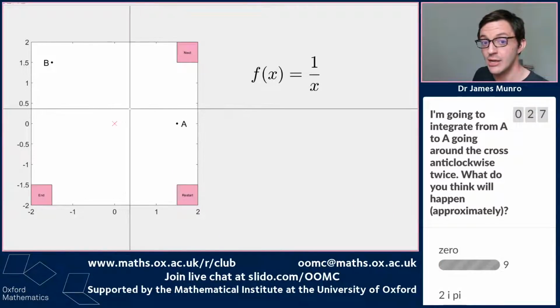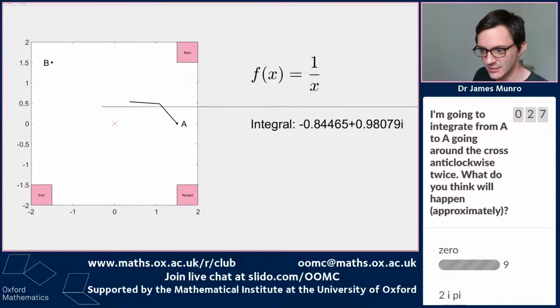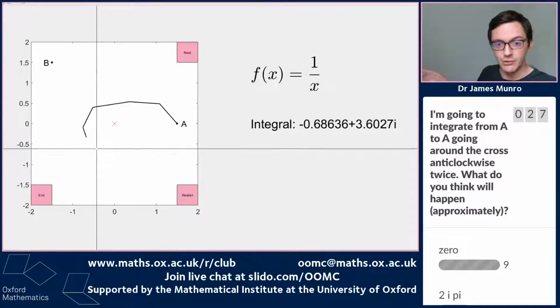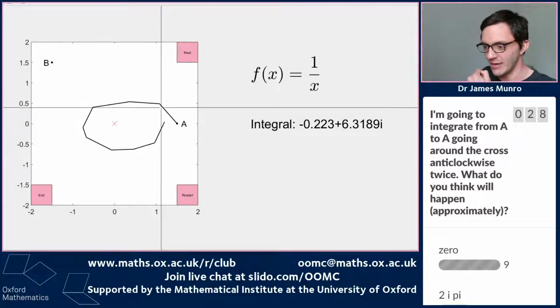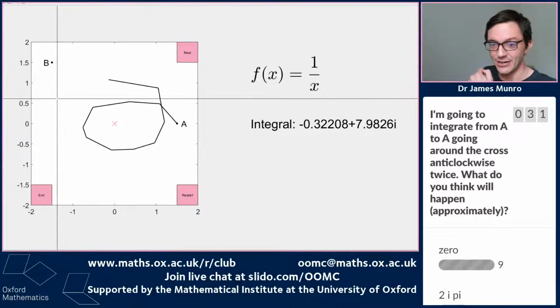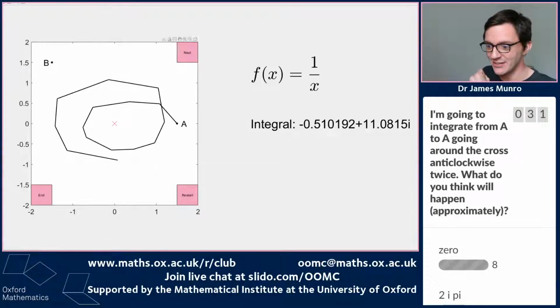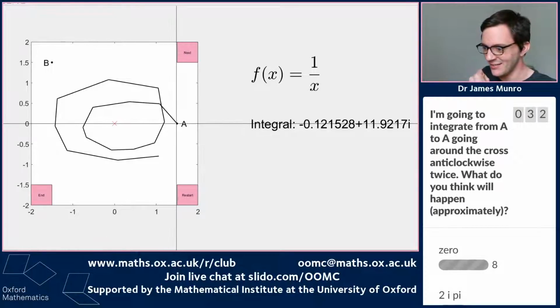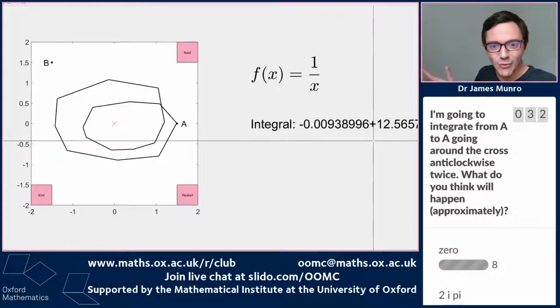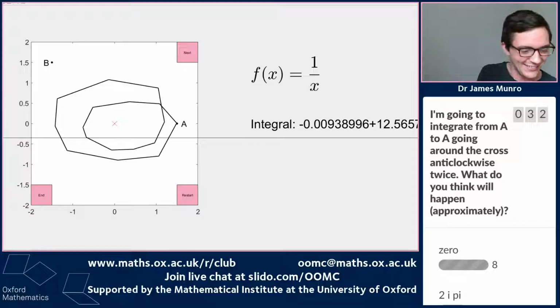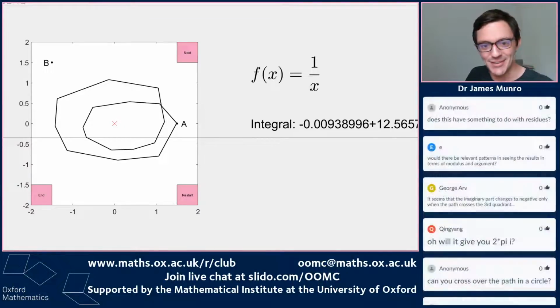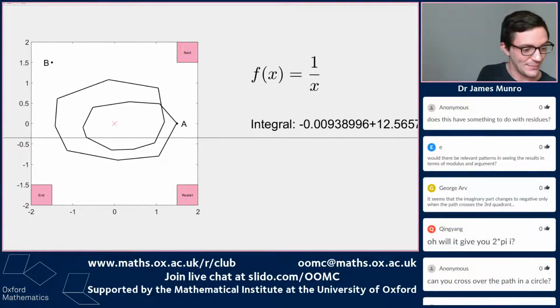Okay, so I'm going to go anti-clockwise twice. So look at that integral go. It's already up to about 4.6 in the imaginary part. We're going round again. So I can cross the path over if I want to. I'm going to go round again. And as I get round again, oh, it's enormous imaginary part, like 12. What is that? 12.5 times I. That's about 4 pi I, which is kind of amazing. So people who voted for 4 pi I, yeah, that's a pretty strange thing.